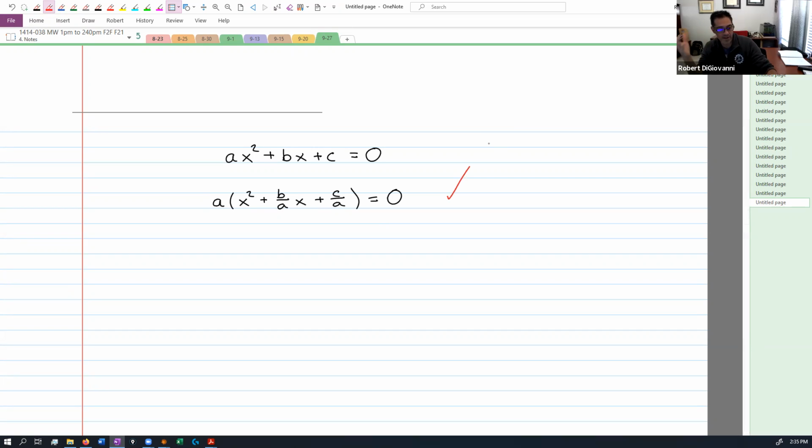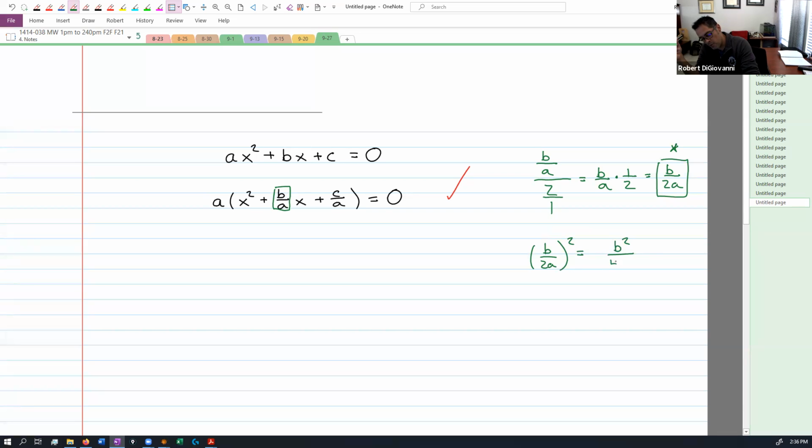The next step is the thing that's weird. I'm going to take this number in front of X, B over A, and divide it by 2, because that's what we do when we complete the square. Dividing by 2 is the same as multiplying by the reciprocal, 1 over 2. So I multiply by 1/2, and this gives me B over 2A. That's my first magic number. Now, my second magic number is I square it, which gives me B squared over 4A squared.